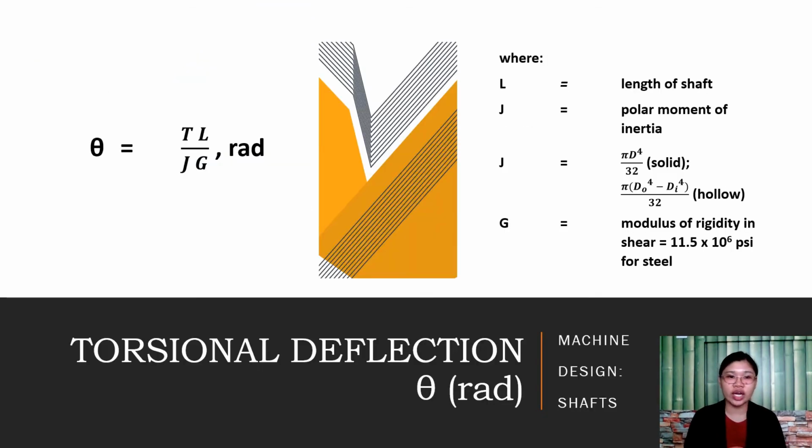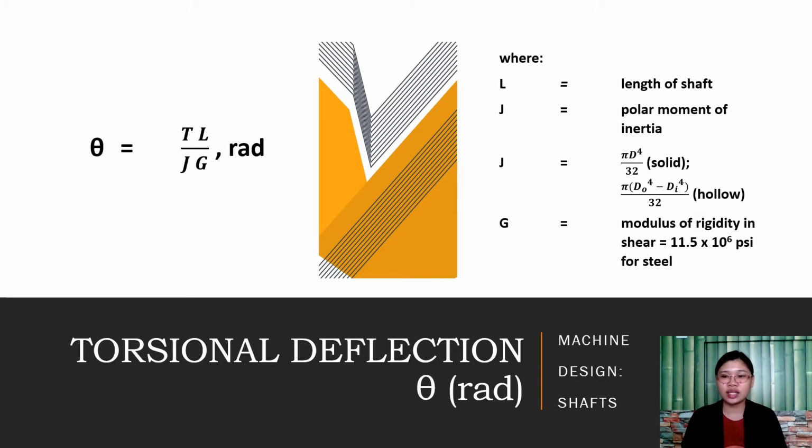So we have here the formula: theta, which is the torsional deflection, is equal to TL over JG, wherein the answer again is in radians, L is the length of the shaft, T again is the torque, and J is the polar moment of inertia. I provided here the formula for the polar moment of inertia for the solid shaft, which is pi d to the fourth over 32. For the hollow shaft, since it possesses an inner and outside diameter, we have pi times Do to the fourth minus Di to the fourth over 32.